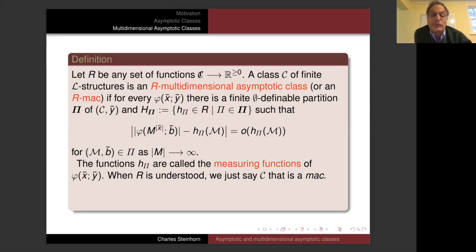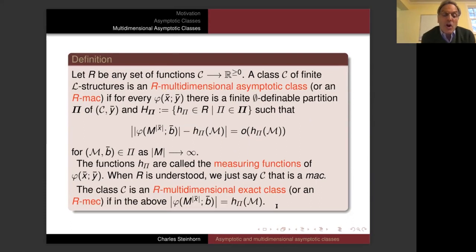And here the input is the structure M, not the universe of the structure, because as we saw in the previous example, what you're inputting into the formula is going to be the size of your two sorts in the two-sorted vector space example. So this is a very general definition. We call the functions the measuring functions of the formula phi of x, y, and when R is understood, we just call it a MAC, which I think we view as a bit of a joke. But in any case, it's the same condition as before: definability of your dimension measure functions, your measuring functions, and the fact that you have finitely many of these for a fixed formula.